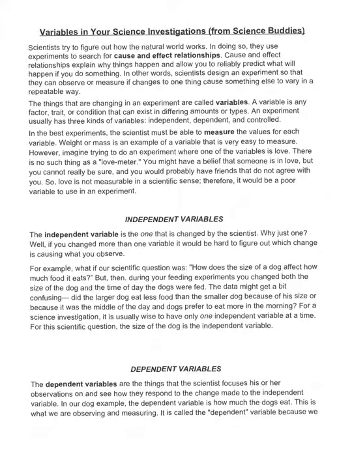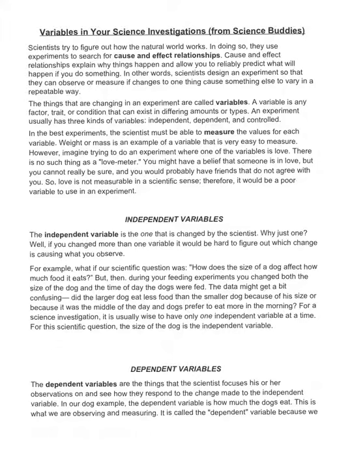Scientists try to figure out how the natural world works. In doing so, they use experiments to search for cause and effect relationships. Cause and effect relationships explain why things happen and allow you to reliably predict what will happen if you do something. In other words, scientists design an experiment so that they can observe or measure if changes to one thing cause something else to vary in a repeatable way.